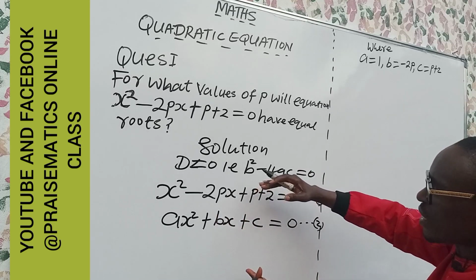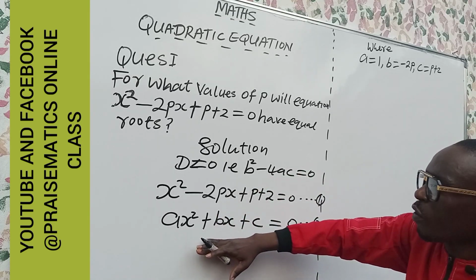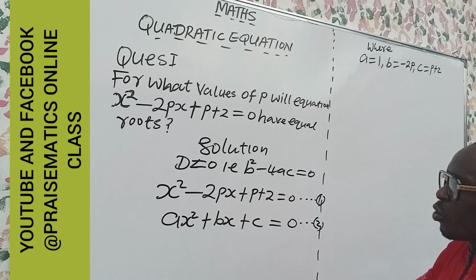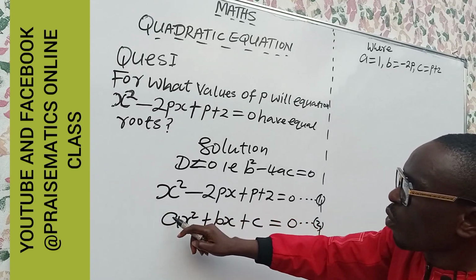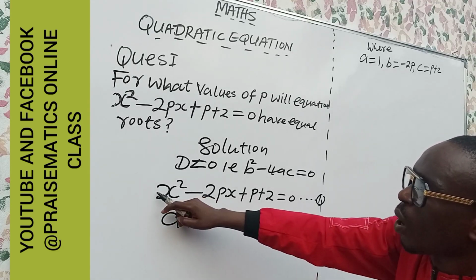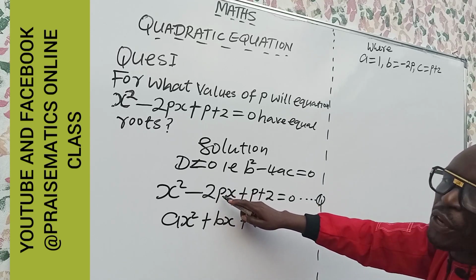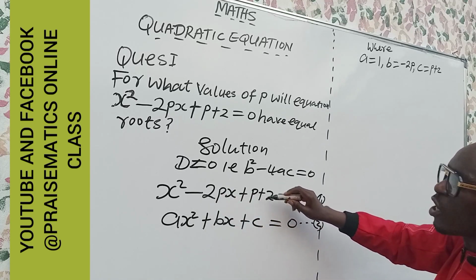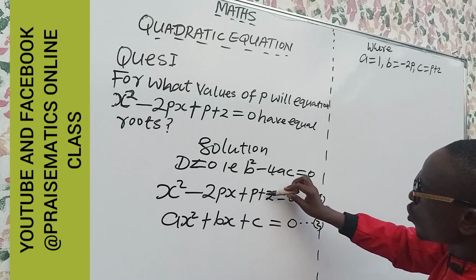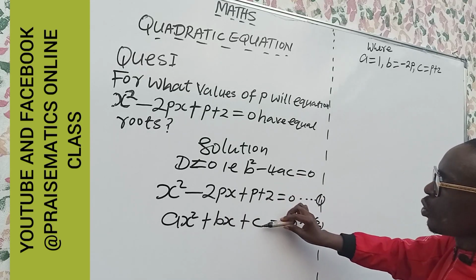You compare the given equation with the form of a quadratic equation, and you will realize that the coefficient of x squared is a, which is 1. The coefficient of x is b, which is minus 2p. And c is a number without a variable, which is p plus 2.